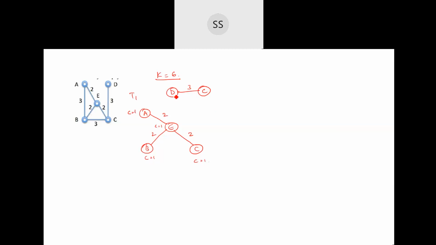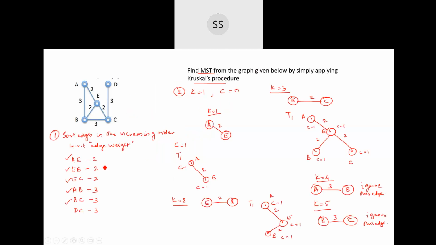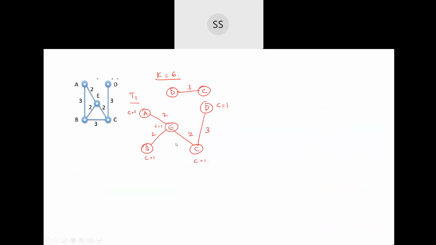Then the next edge that I've taken is DC, in which the C vertex belongs to the tree T1, but D doesn't belong to any tree. In that case, I'll modify my T1 by including my D. So I'll put this as 3 and I'll assign the component value as 1. Now I'll check whether I am left with any other edges. I have processed everything, so I'm not left with any other edges. So this is my final answer.